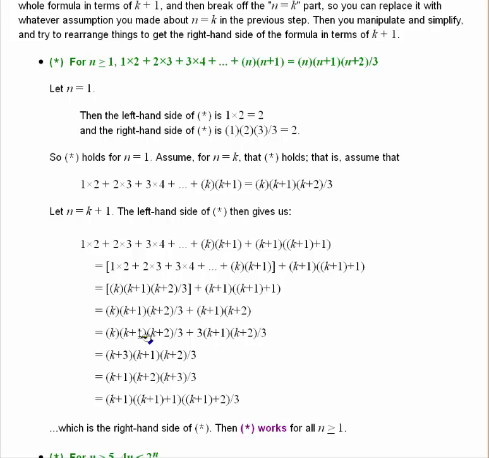Okay, so if you notice here you have k times k plus 1 times k plus 2 divided by 3, plus 3 times k plus 1 times k plus 2 divided by 3. That's the same thing as k plus 3 times k plus 1 times k plus 2 divided by 3. If we rearrange a little bit, we get k plus 1 times k plus 2 times k plus 3 divided by 3. Now compare this with my original formula in star. My formula in star was n times n plus 1 times n plus 2 divided by 3. Now if I replace n with k plus 1, I get exactly this formula.